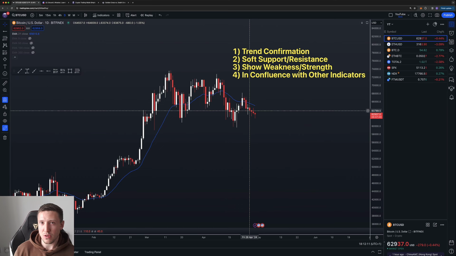So don't just use moving average crossovers or an individual moving average blindly as your only indicator for whether to enter or exit a trade. Use it in confluence with things like price action, support and resistance levels, maybe RSI divergences, or how I currently use it, using our very own Learning Crypto trend and momentum indicator.